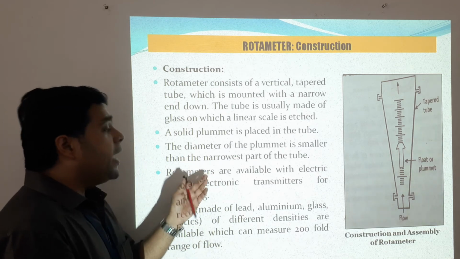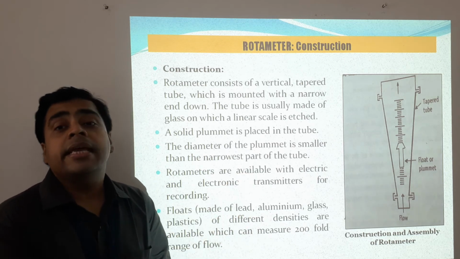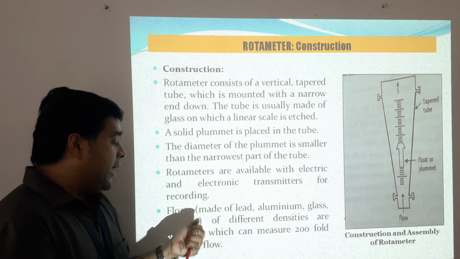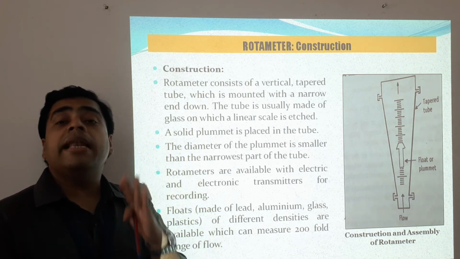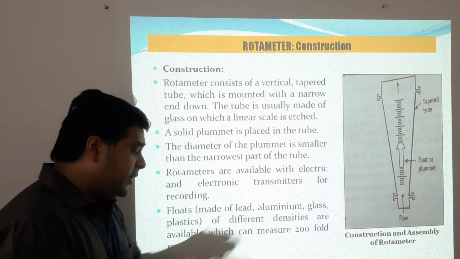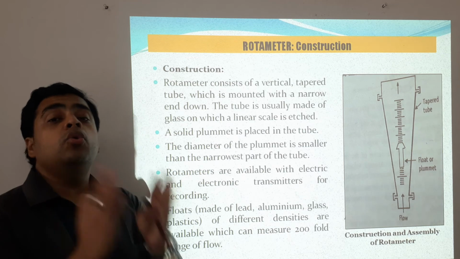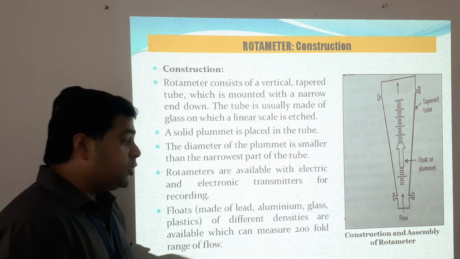Now there are rotameters available with electric as well as electronic transmitters, and floats made of lead, aluminium, plastics or glass, of different densities, are available, which can measure around a 200-fold range of flow.